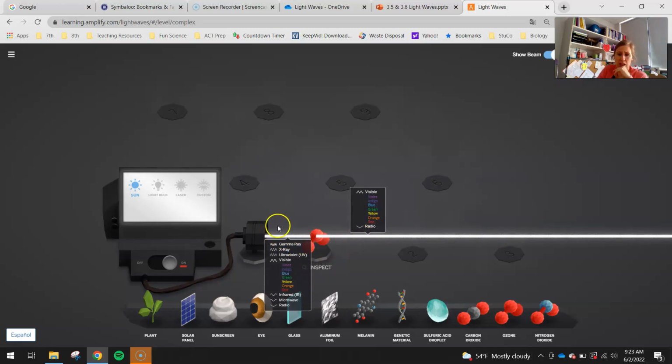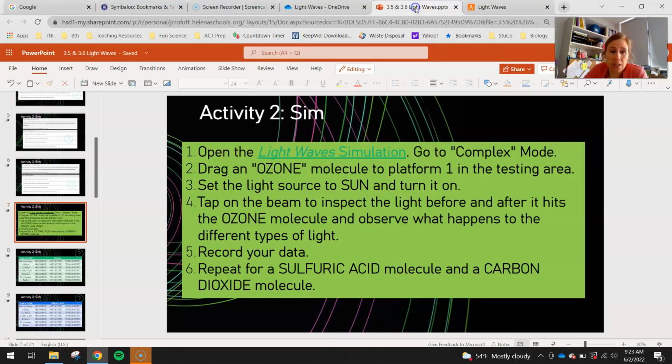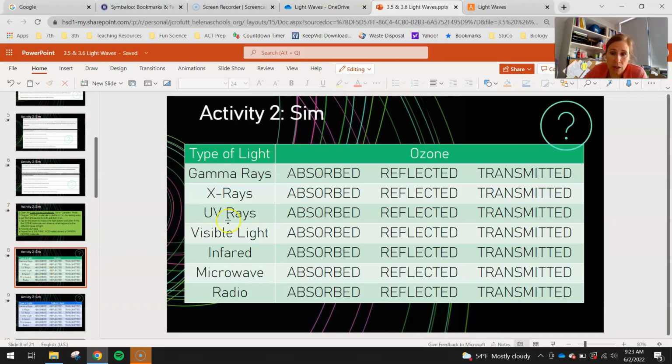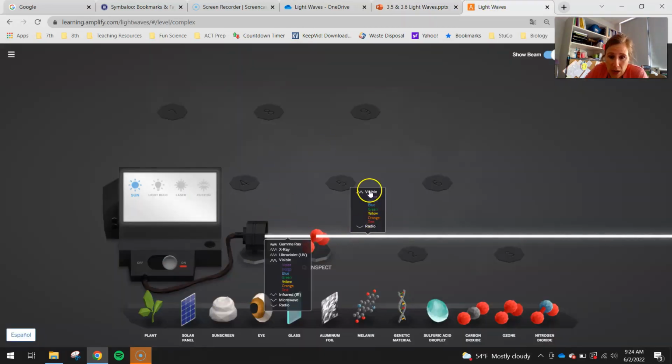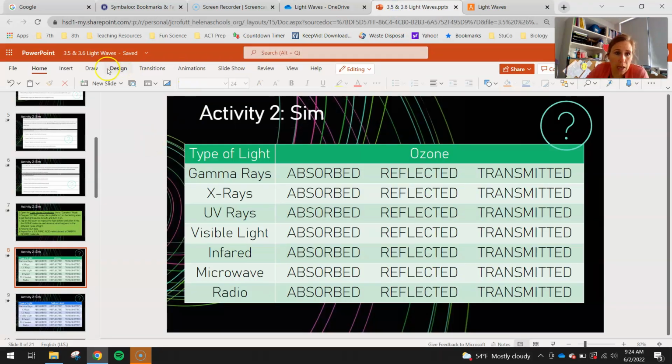So if I click on this, this is the light before it hits ozone, and this is the light after it hits ozone. So basically, this light here, visible and radio, can transmit through ozone. The rest are all going to be absorbed. So I'm going to go into my ozone graph, and I'm going to say, all right, the only 2 in this case that were actually transmitted through are visible and radio. So I'm going to grab my draw tool. I'm going to use a highlighter, and I'm going to say visible is transmitted and radio is transmitted.